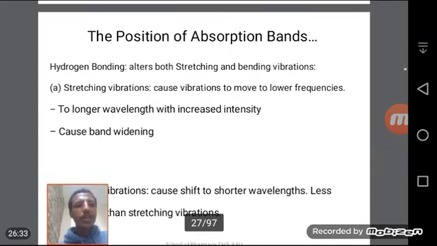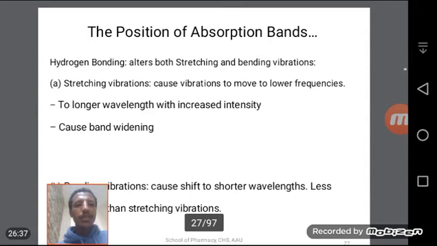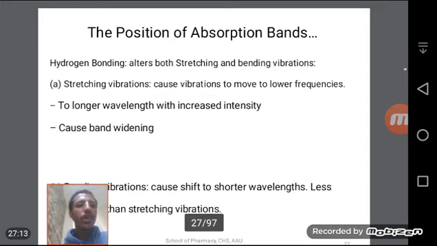Hydrogen bonding alters both stretching and bending vibrations. Hydrogen bonding causes the stretching vibration to move to lower frequencies, to longer wavelengths, with increased intensity. The longer wavelengths with increased intensity indicate band widening. That means as the wavelength increases, the frequency of the molecule or analyte decreases and causes band widening.